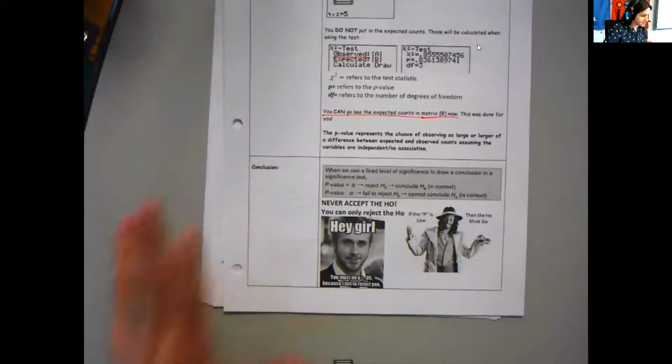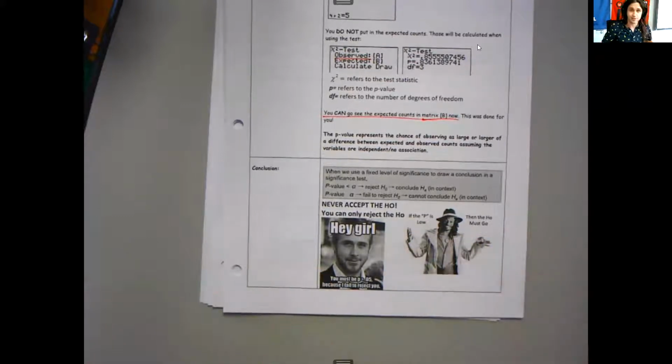So that's exciting. We have down here our mnemonics with Mr. Gosling and Mr. Calvin Brodus reminding us about p-values and null hypotheses.